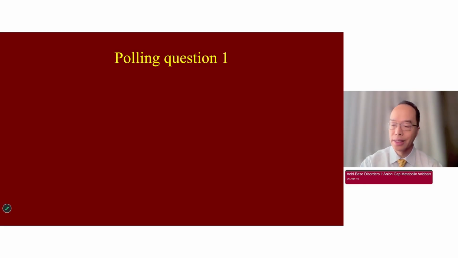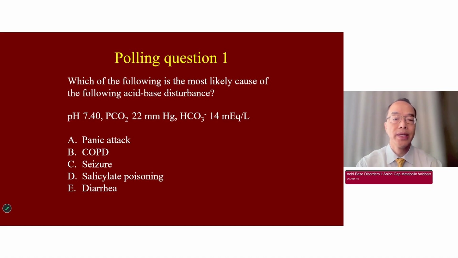So let's let you do a little bit of work. We'll have our first polling question. Which of the following is the most likely cause of the following acid-base disturbance? So this is a pH of 7.4, PCO2 of 22, and a bicarbonate of 14. And your choices are a panic attack, COPD, seizure, salicylate poisoning, or diarrhea. I'll give you a few seconds to respond.